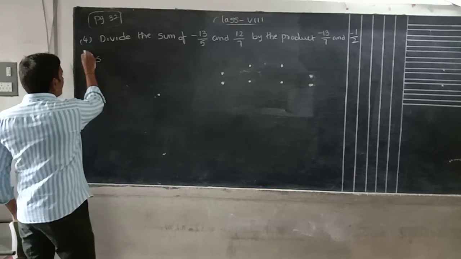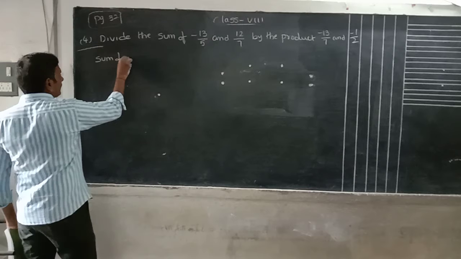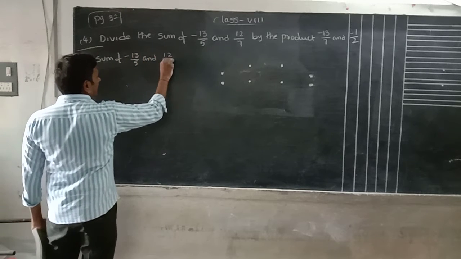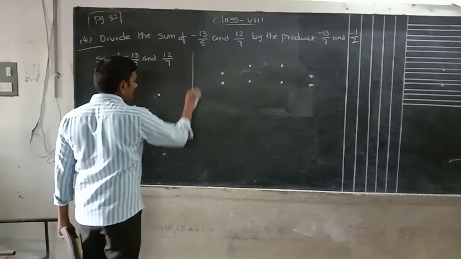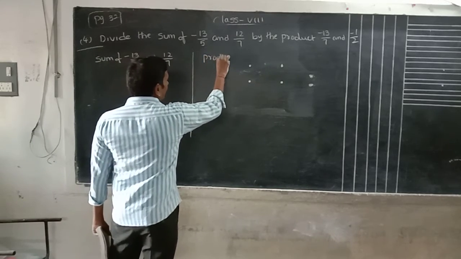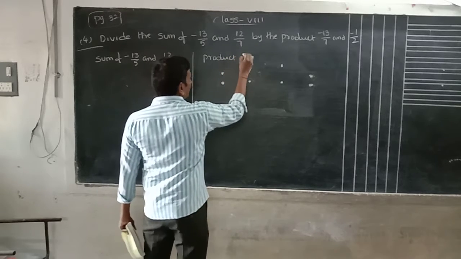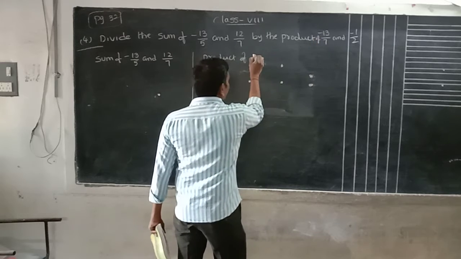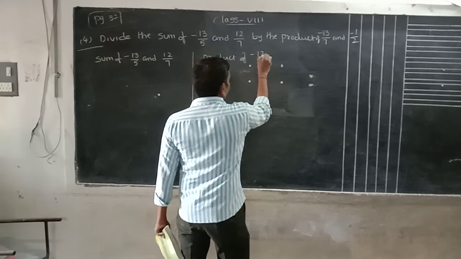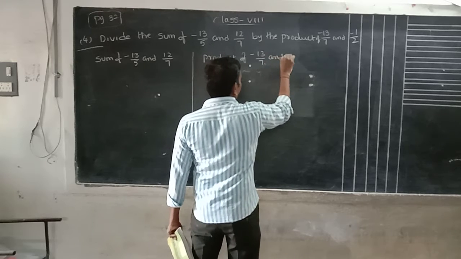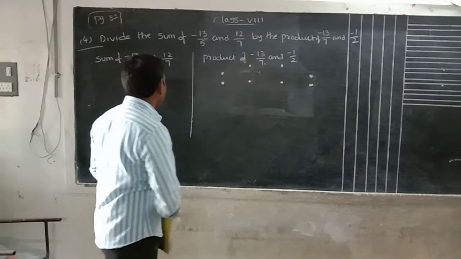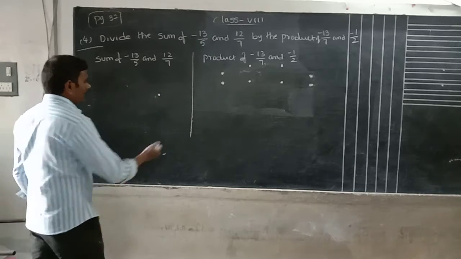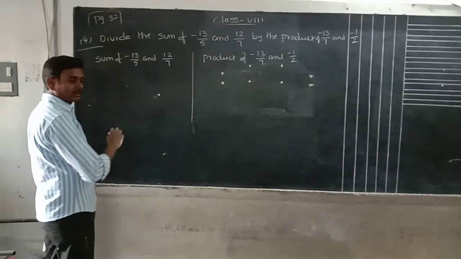We have to calculate two parts. First, the sum of minus 13 by 5 and 12 by 7. This is one part. Next we have the product of minus 13 by 7 and minus 1 by 2. First we calculate the sum and product, and later we can do the division. Side by side we can do it, then we can easily understand.